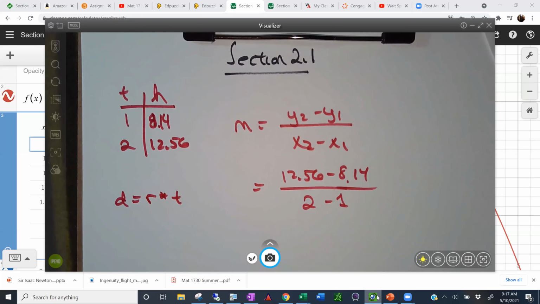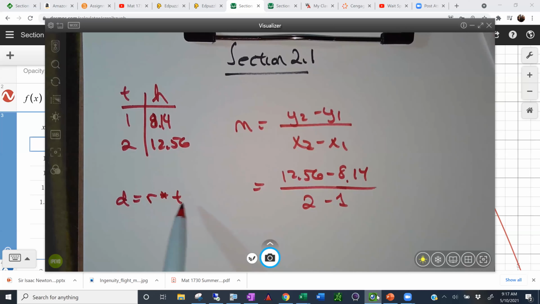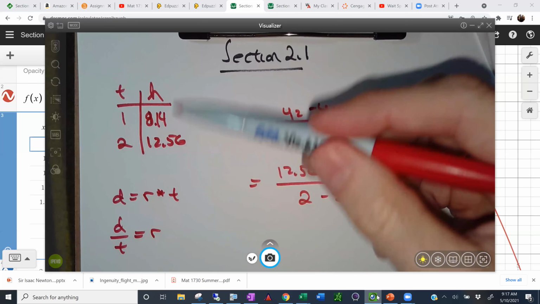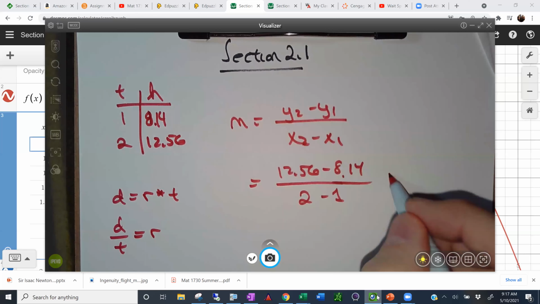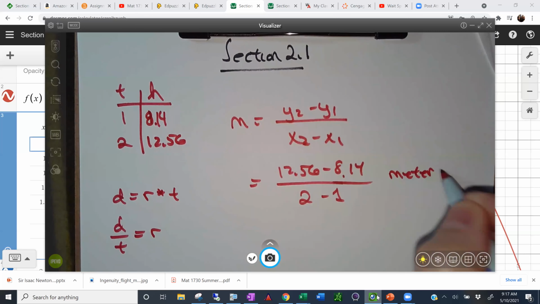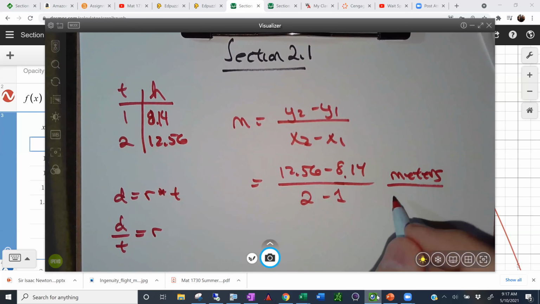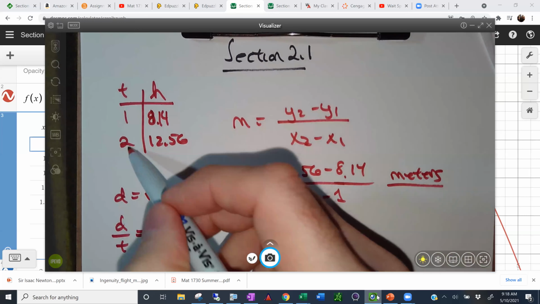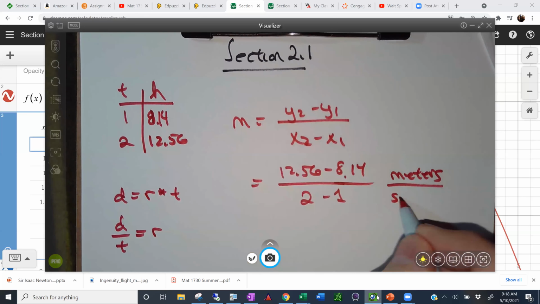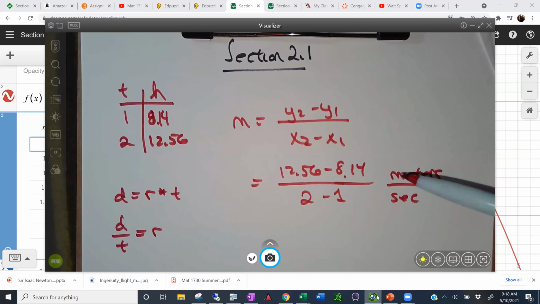But what if you took and divided both sides of this relationship by t? You get distance divided by time equals rate. Oh, okay. Now, if you look back at our formula, this is your height. That's in meters. What units do we have here? That was in units of seconds. Time. Yeah. So this answer here is going to be in meters per second.